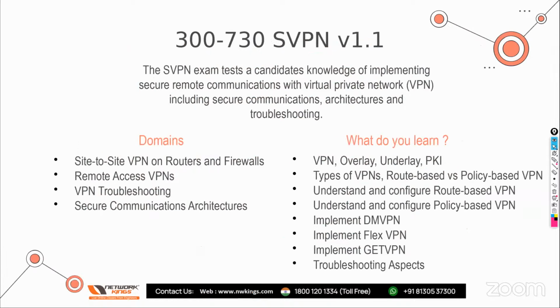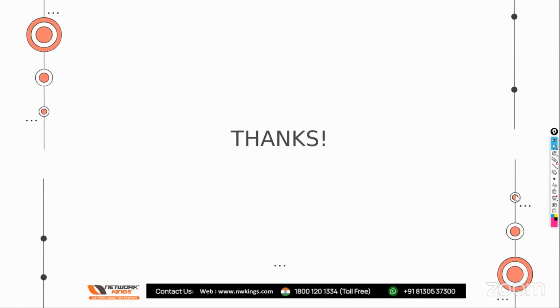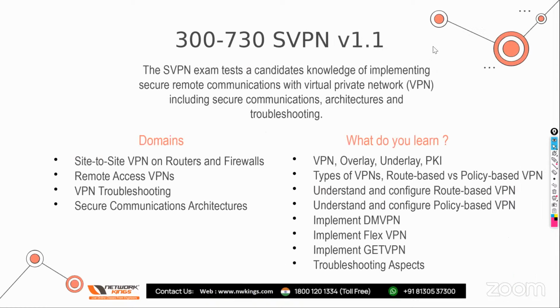Now, from our SVPN perspective, that's the exam code, 300-730. Okay, and this is version 1.1, which is basically the exam version. So it keeps changing, keeps revising.